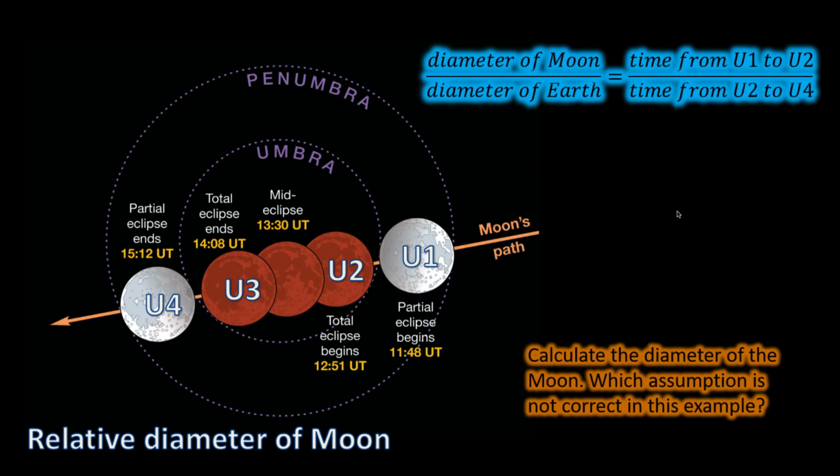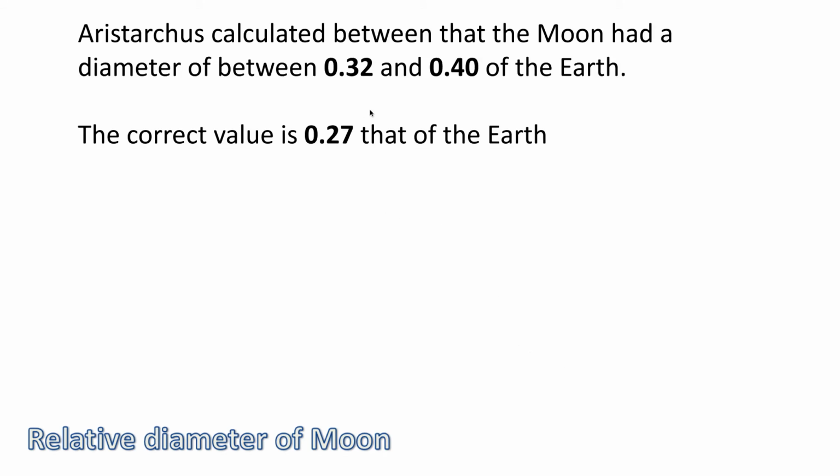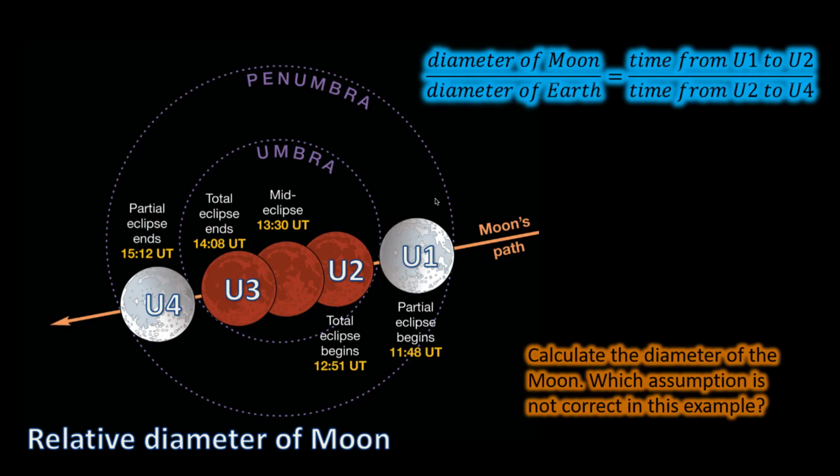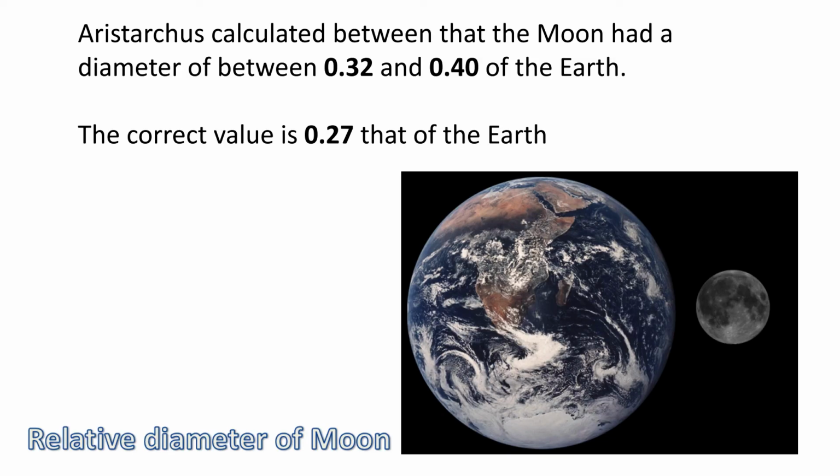Okay, so assuming you've done that, let's start with which assumption is not correct in the example. Well, we said the moon had to pass directly through the middle of Earth's umbra, and it didn't here, did it? So that's not correct. Calculate the diameter of the moon. Did I ever give that? Well, relatively, it's sort of 0.3 of the Earth, in fact 0.27. Aristarchus calculated somewhere between 0.32 and 0.4 of the Earth. Looks like I don't have a value for the diameter of the moon written here, so you'll need to look one up to see if your calculation was correct. There is a picture to scale of the moon and the Earth.